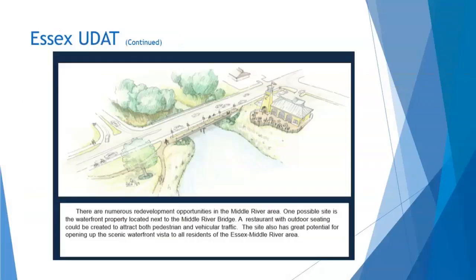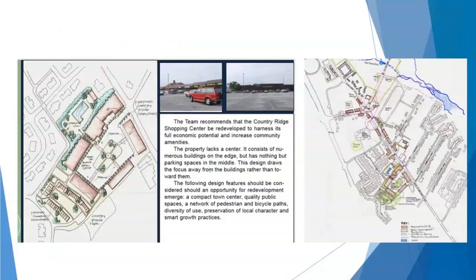So in the UDAT study, this just provides a couple of examples. They make very tailored, prescriptive recommendations. This one, the one on the left, is for the Country Ridge Shopping Center. They're not design guidelines, but they're ideas for what future development could look like.